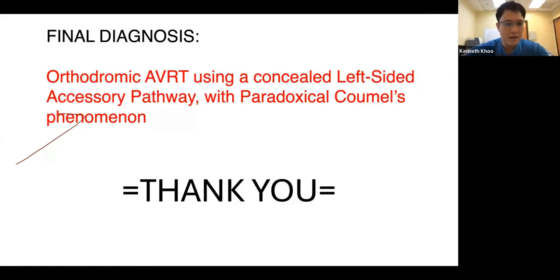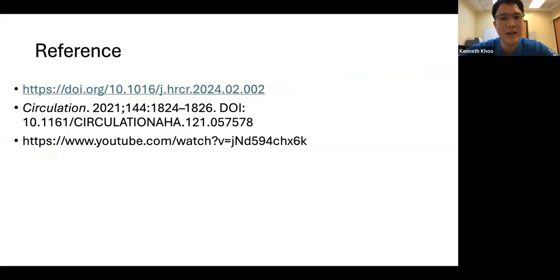So final diagnosis, orthodromic AVRT, using a concealed left-sided accessory pathway with paradoxical Kuhlmann's phenomenon. With that, thank you for your attention.